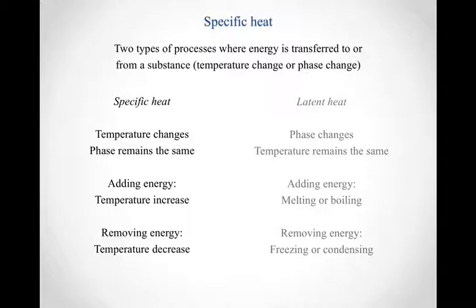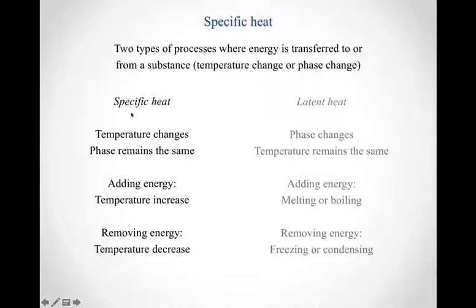And so thinking about these two types of processes gives us two ways that we can keep track of energy transferred as heat. The first of these is what happens when you have an energy transfer that comes with a temperature change. That's a specific heat process. That's what we're going to talk about in this video. The other situation is when you have an energy exchange that's accompanied by a phase change. That's a latent heat process, and we'll talk about that in the next video. So for the moment, let's focus on the specific heat.